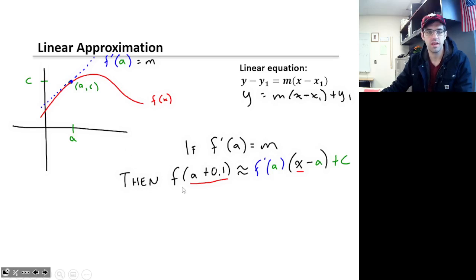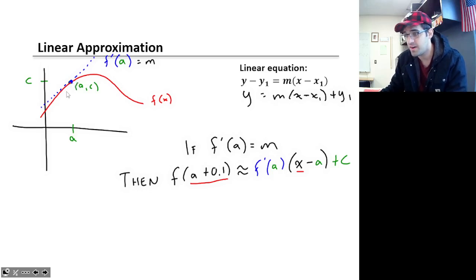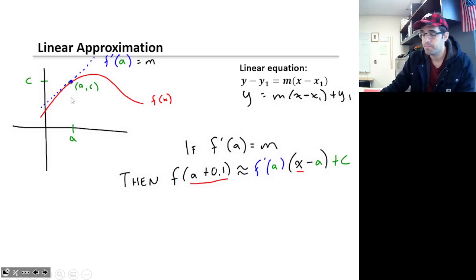And so if I want to estimate the function at some x value that's really close to a, like a plus 0.1, I would arbitrarily say that's pretty close to a. I can say it's about equal to a plus 0.1. So if x is equal to a plus 0.1, I plug in a plus 0.1 right here, and I'll get something that's exactly on this blue line. And as long as it's close, like 0.1 is pretty close to a, then it's going to be a pretty close estimation for f of a plus 0.1. And so that's kind of the concept here for linear approximation.